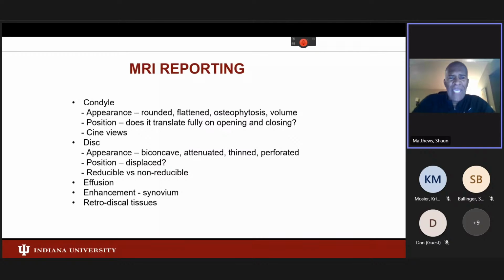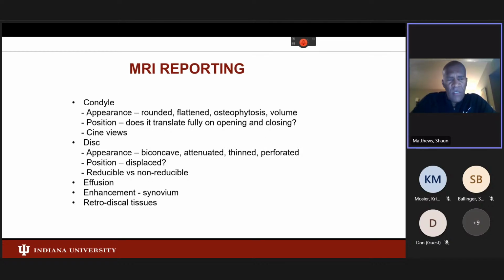So as a surgeon, when I have a report from a neuroradiologist and I am looking for the various important structures that determine whether I want to operate on that joint, what I'm looking for in my report is as follows. I'm looking for some information on that condyle, the appearance of the head. Is it rounded? Is it normal in appearance? Is it flattened? Is there evidence of osteophytosis? Is it volumetrically normal? What is the position of the condyle? Does it translate fully on opening and closing? I'm looking for dynamic views that will demonstrate the normal opening and closing posture of that condylar head.